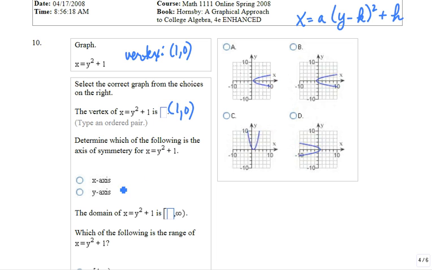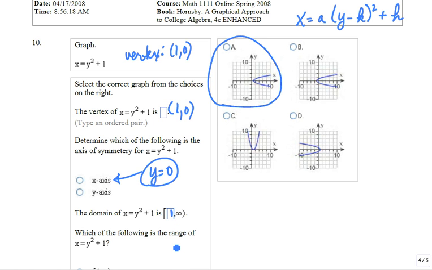What is the axis of symmetry? Well, the axis of symmetry goes through y = 0, which is the x-axis. And the domain is what? Well, we're choosing the graph here. (1, 0), it opens to the right because we have a positive coefficient, so this would be the graph. So the domain would be from 1 to infinity. And what about the range? Well, that goes from bottom up, which would be from negative infinity to infinity.